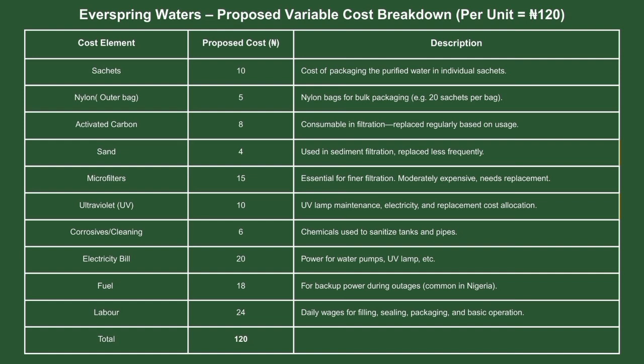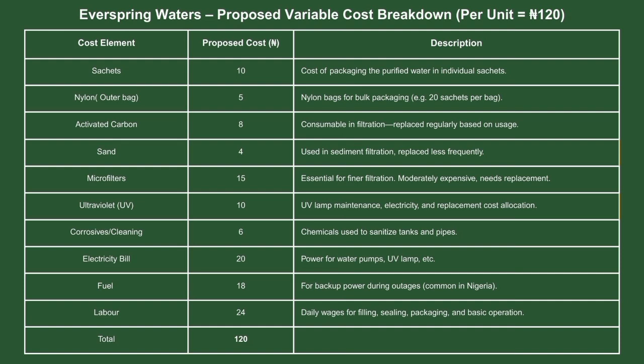The nylon for packaging a bag, that is a unit of 20 packets of pure water, is 5 naira per unit. Activated carbon is 8 naira per unit of sachet of pure water bag. For sand, we spend 4 naira for every bag. Microfilters are 15 naira. Ultraviolet is 10 naira. Corrosive is 6 naira per bag produced. The electricity bill is 20 naira per unit produced. That is, for every bag produced, 20 naira goes into electricity.